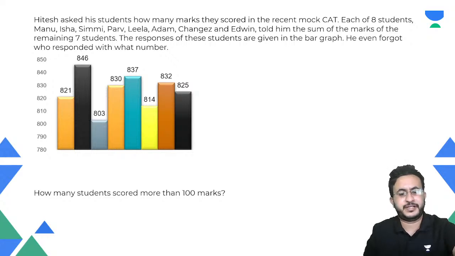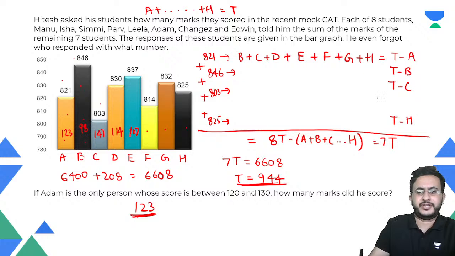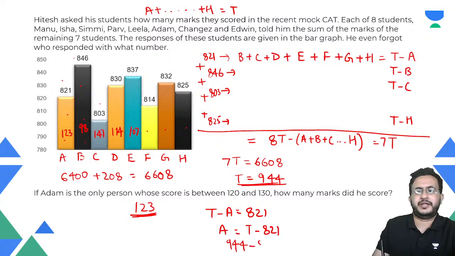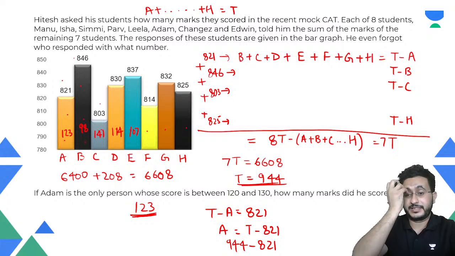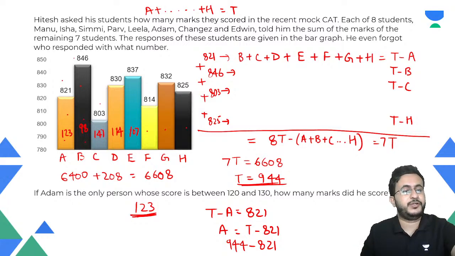After 944, what I did? 944 is the total marks. See, 944 was the total of these people. Okay, total 944 है. Now what is he telling? This 821 is total minus A. T minus A is 821. Okay, so A will be what? T minus 821. So that will be 944 minus 821. So we have to subtract these numbers from the total. So everyone told the total minus their marks. So if they are telling the total of other people, that means they are telling total minus their marks.